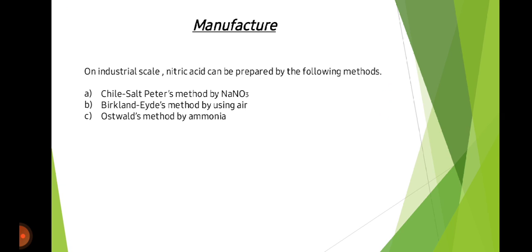Now, if we talk about the manufacturing process of nitric acid, on industrial scale, nitric acid can be prepared by the following methods. There are three methods to prepare nitric acid, but basically, the most common method is the Ostwald process by ammonia. I have discussed in my presentation only that one topic, but I'll explain the other two precisely. The first process is Chile saltpeter's method by NaNO3. Basically this method was used in early days.